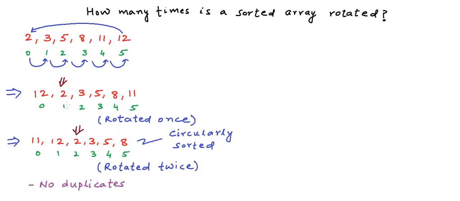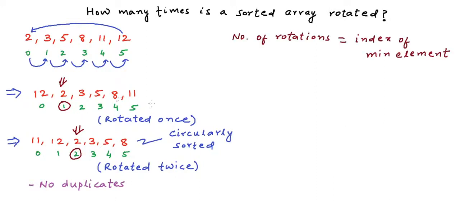In fact, if we see, then the number of rotations is equal to the index of the minimum element. So our problem is basically finding out the minimum element in the array, the index of the minimum element in the array, and we are done. We know how many times the array has been rotated. So how do we find out the index of the minimum element?